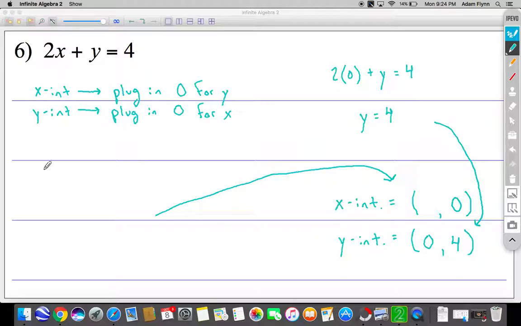And now let's find the x-intercept. So we have 2x plus 0 equals 4. So no need to write 0. We have 2x equals 4. I'll divide by 2 on both sides. These 2's cancel on the left side to get the x by itself, and x equals 4 divided by 2, which of course we know is 2. So this line crosses the x-axis at the point 2, 0, and crosses the y-axis at the point 0, 4.